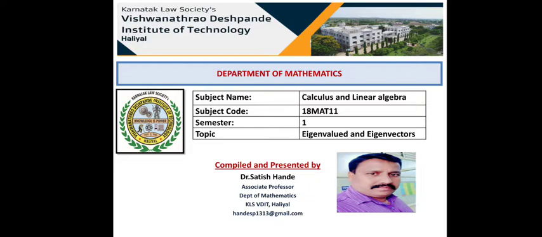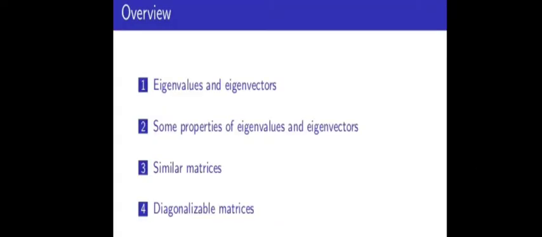So, today's topic is eigenvalue and eigenvector and the properties of eigenvalues and eigenvectors. What do I mean by similar matrix and what is diagonalizable matrix, which is covered under the subject name Calculus and Linear Algebra with the subject code 18MAT11. So, overview: in this topic we are going to cover what we mean by eigenvalue and eigenvector, second, some properties of eigenvalue and eigenvector, what we mean by similar matrix, and lastly, what we mean by diagonalizable matrix.